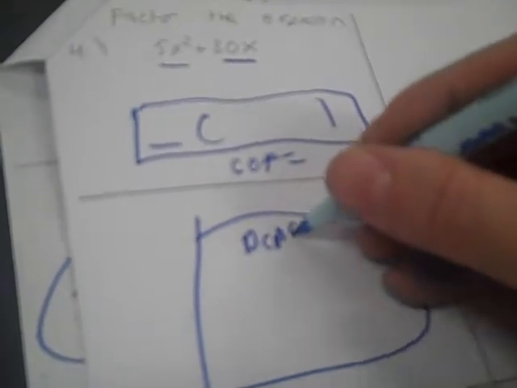Okay, factor the expression. That's when I need to see some parentheses. You need to rewrite that in parentheses. This is 2 terms. I need to find my greatest common factor. And then I need to see if I have a difference of perfect squares.